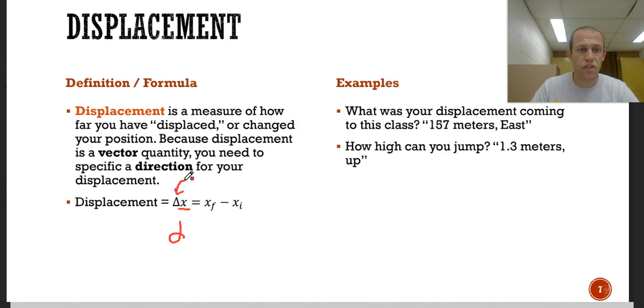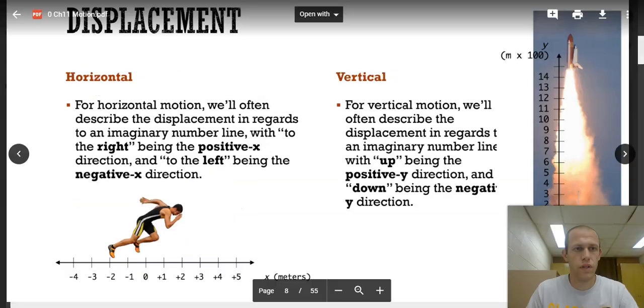This triangle is the Greek letter capital delta, and capital delta refers to change. So what this symbol means is that the displacement, the change in the position, is equal to the final position minus the initial position, okay? The final position where you ended minus where you started. So that's a subscript f and a subscript i to symbolize final and initial. You'll see that a lot in physics.